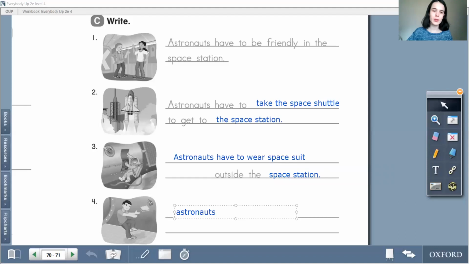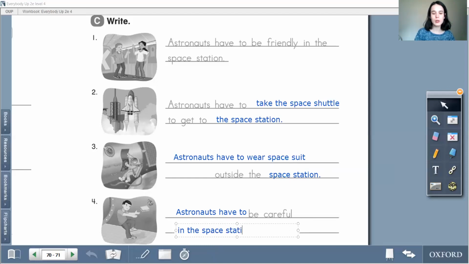And the last one, astronauts have to be, right? Astronauts have to be careful in the space station, right? There's space station, so astronauts have to be careful in the space station, right? Great job, kids. Take all your notes, okay?